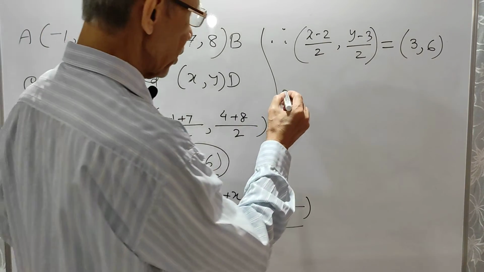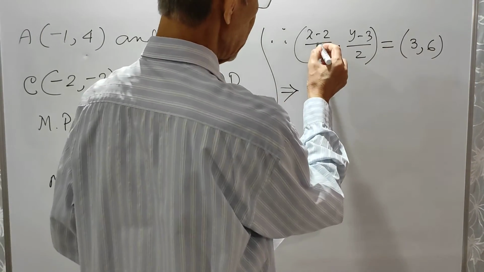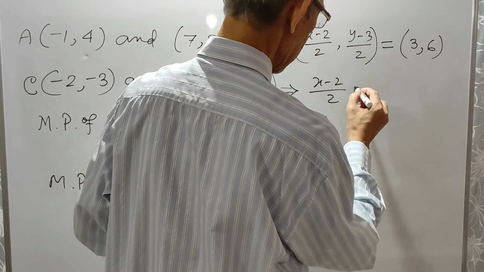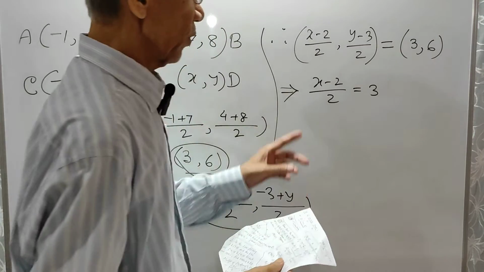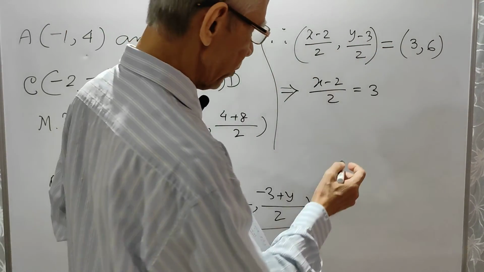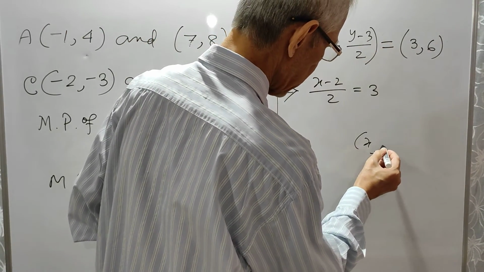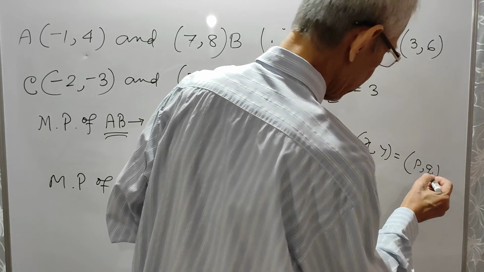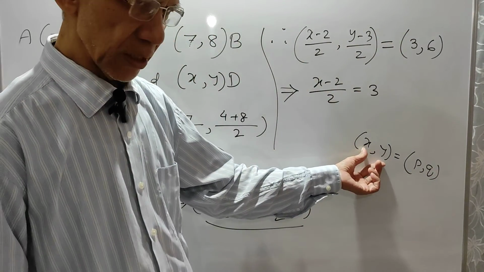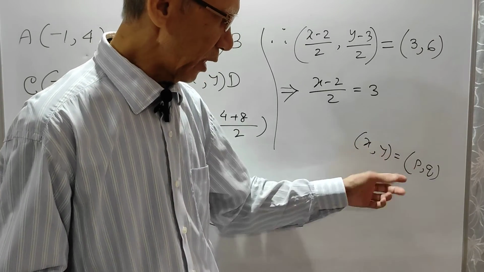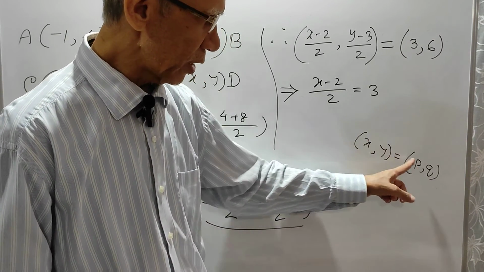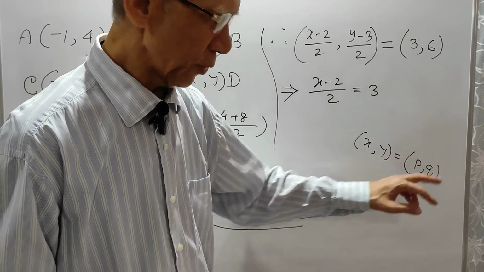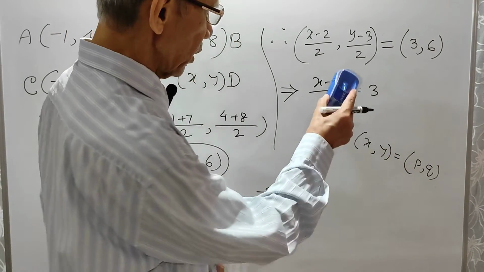So this gives us (x minus 2) by 2 equal to 3. Suppose (x, y) is equal to (P, Q). If this point and this point are the same, then x must be equal to P and y must be equal to Q. That is the principle. So x equals P, y equals Q.